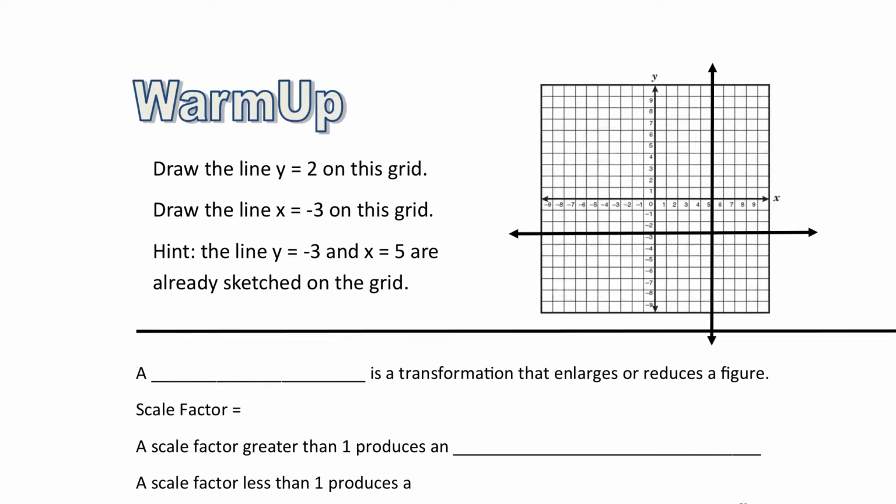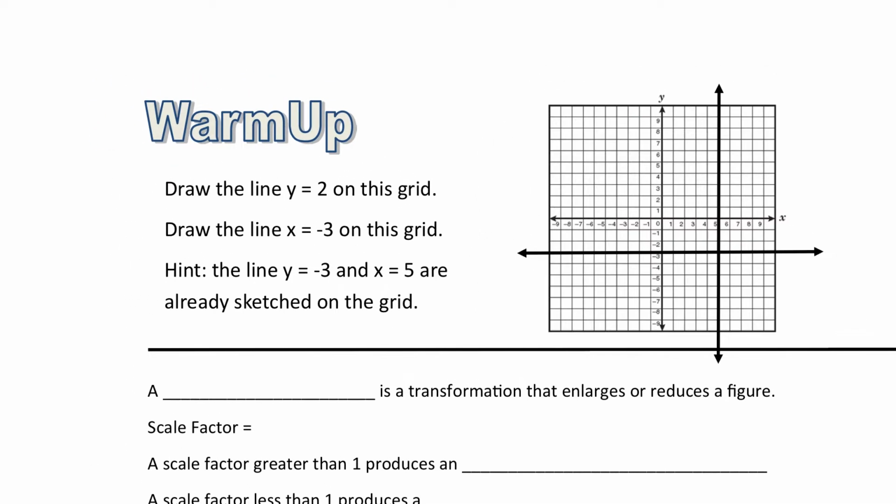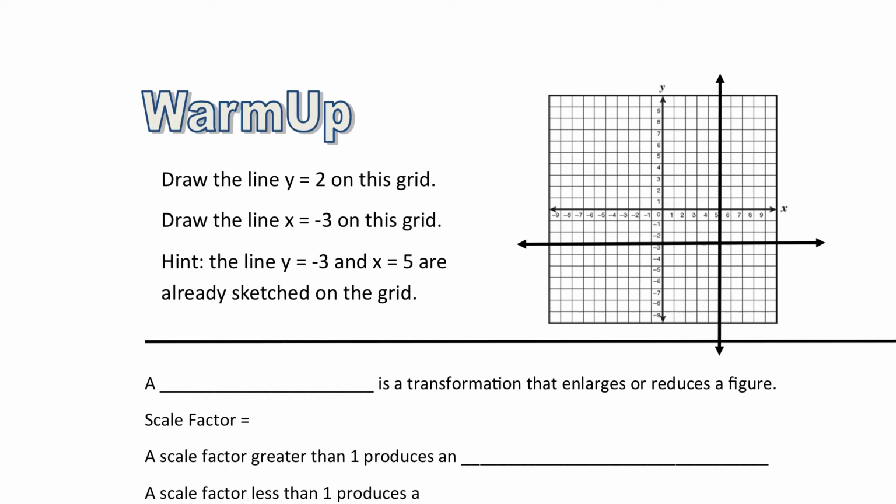So I should draw 2 lines on this warm up. Draw the line y equals 2 and the line x equals -3. And like I said, I already gave you a hint here. Y equals -3 and x equals 5 are already drawn on here.